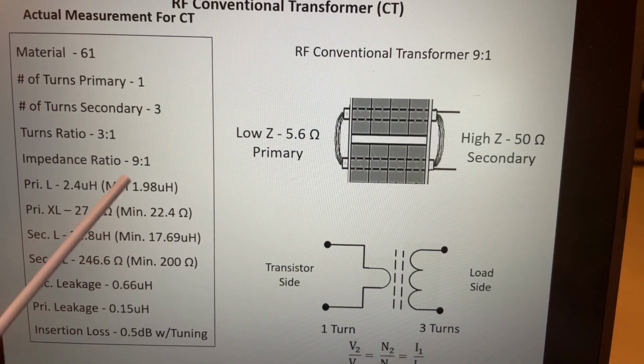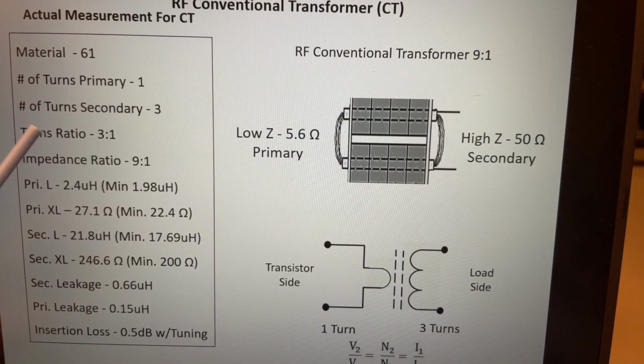And these are just minimum values that we're trying to achieve. The question might be, what's the maximum value? Generally, there's a lot of latitude here. I'm not going to pretend that I have the answer to that question, but in most cases with these types of transformers, you're going to be in this range. Leakage on the secondary, 0.66, on the primary, 0.15 microhenries. And we saw an insertion loss of 0.5. That was my original measurement. I came out with 0.55 doing it live here in the video.